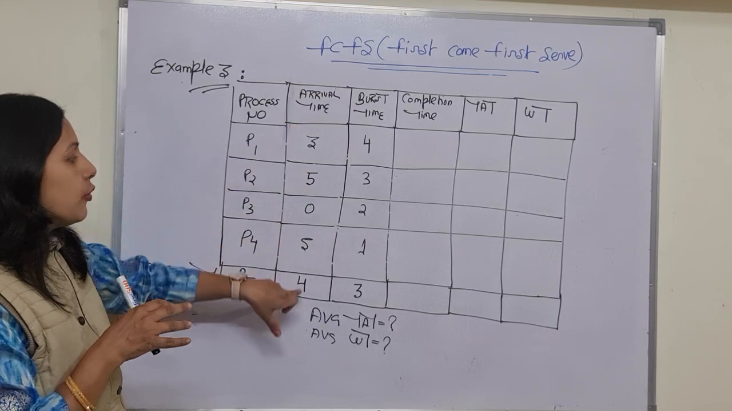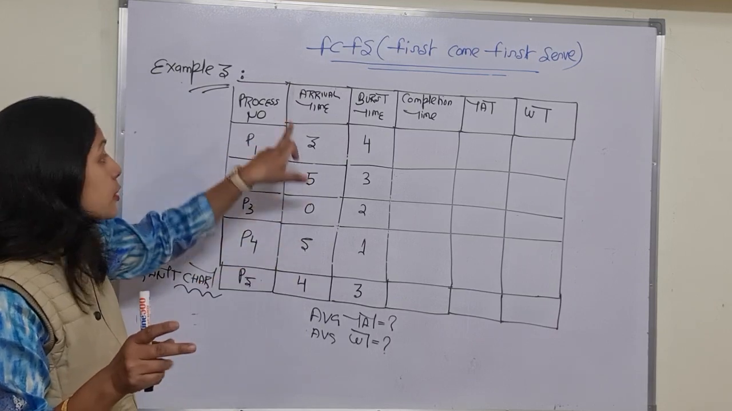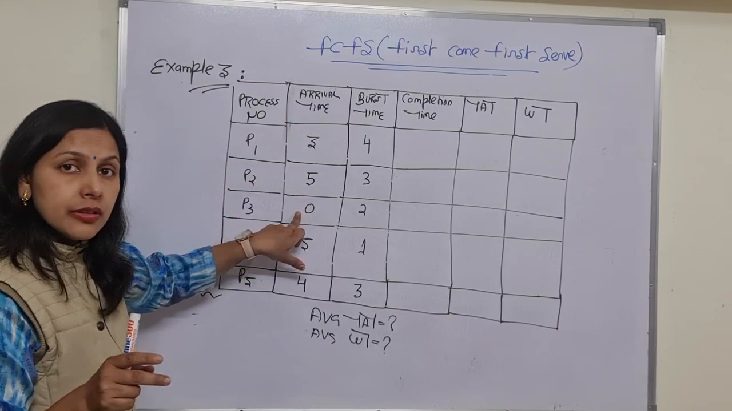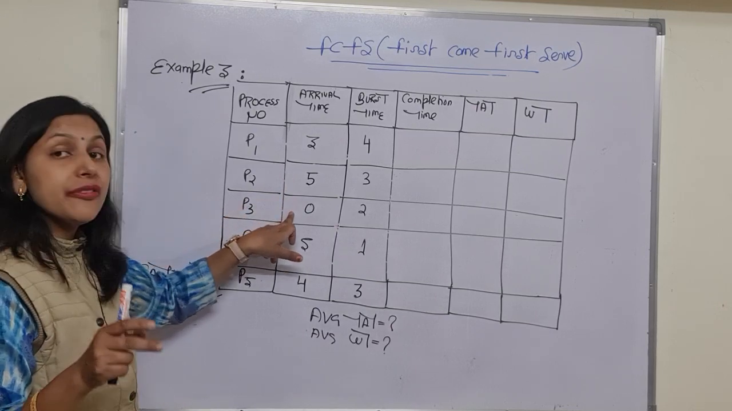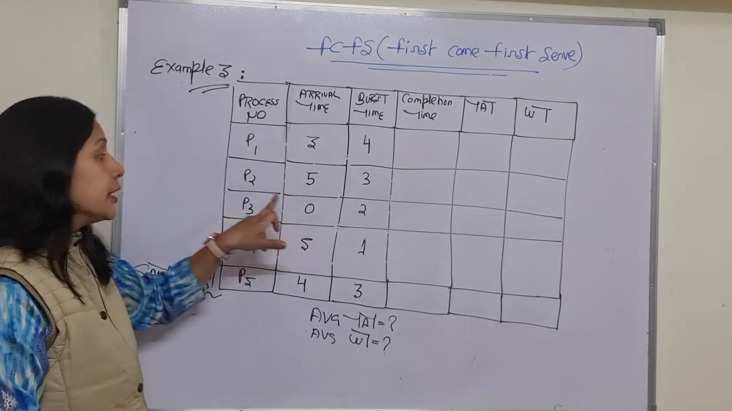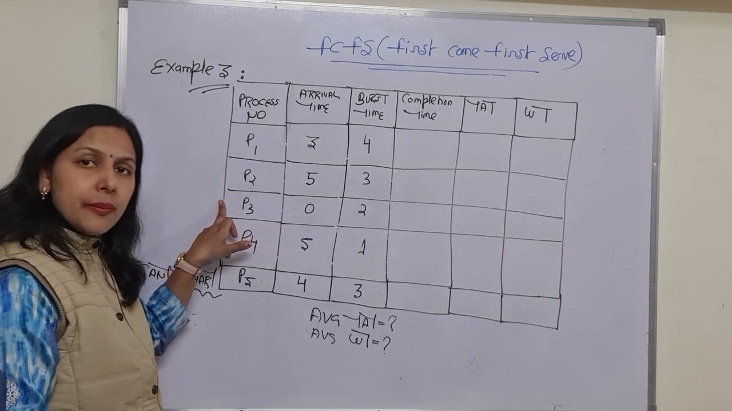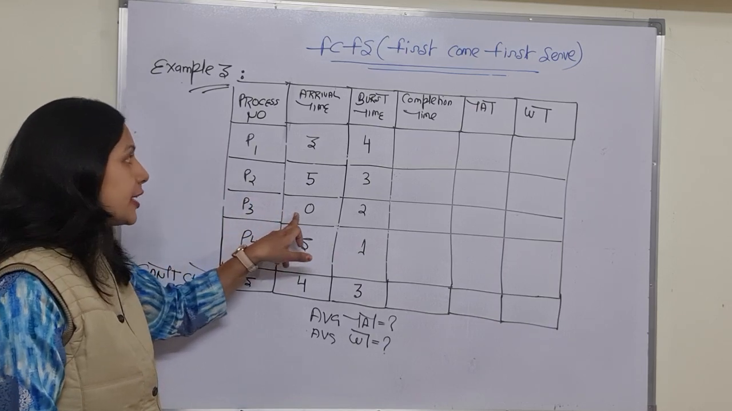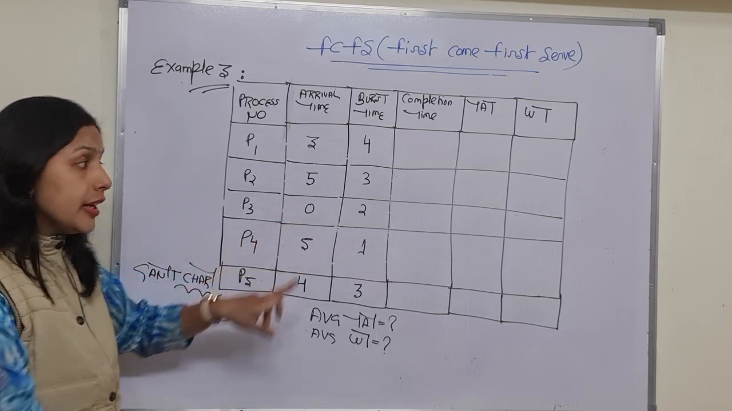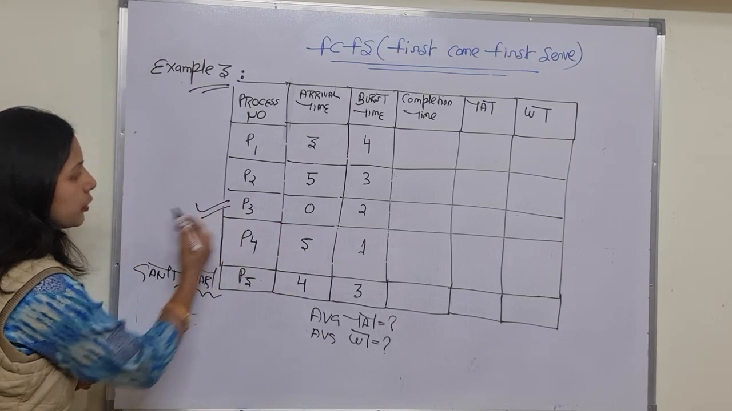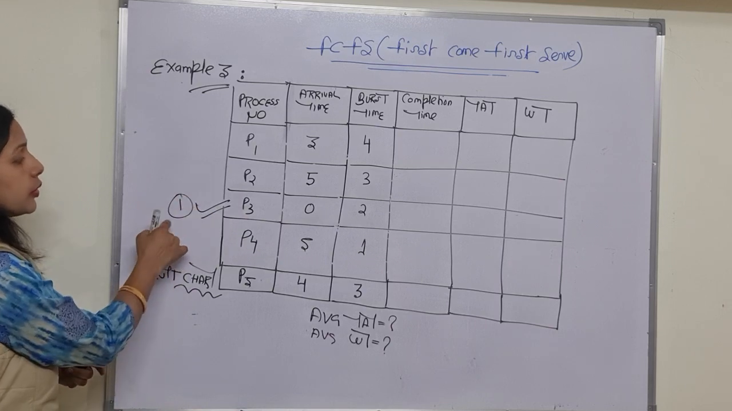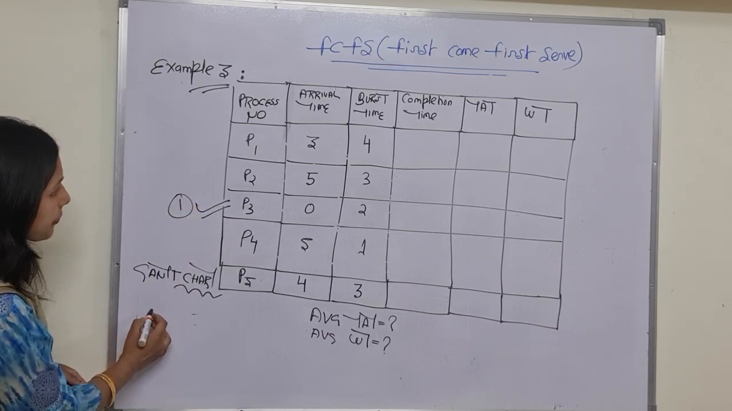So you can check the arrival time of all the processes. Which process is coming first? Process P3 is coming first into the memory, as you can check from the arrival time. So first of all, in the Gantt chart, process P3 would be executed, right? This would be the first execution.